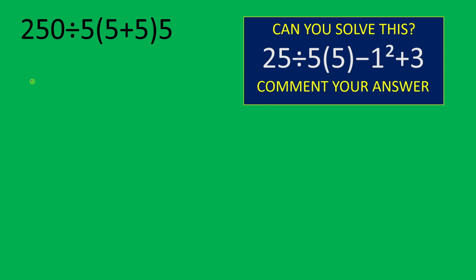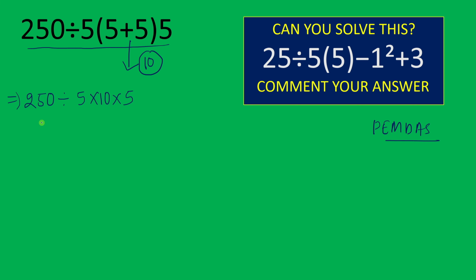Okay, time's up. We have 250 divided by 5 times (5 plus 5) times 5. So this is our question. We will follow the order of operations, that is PEMDAS. First preference will be given to the parenthesis part, which is 5 plus 5, giving the result 10. So we can write 250 divided by 5 times 10 times 5. So this is the value.